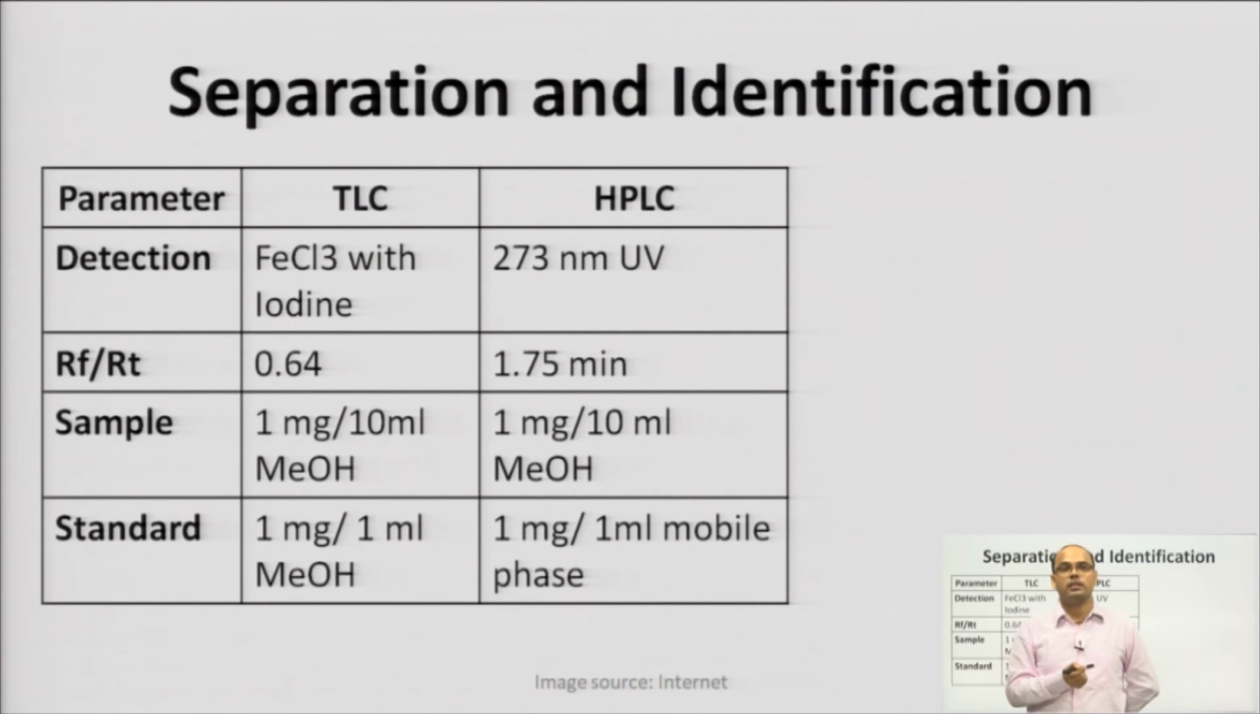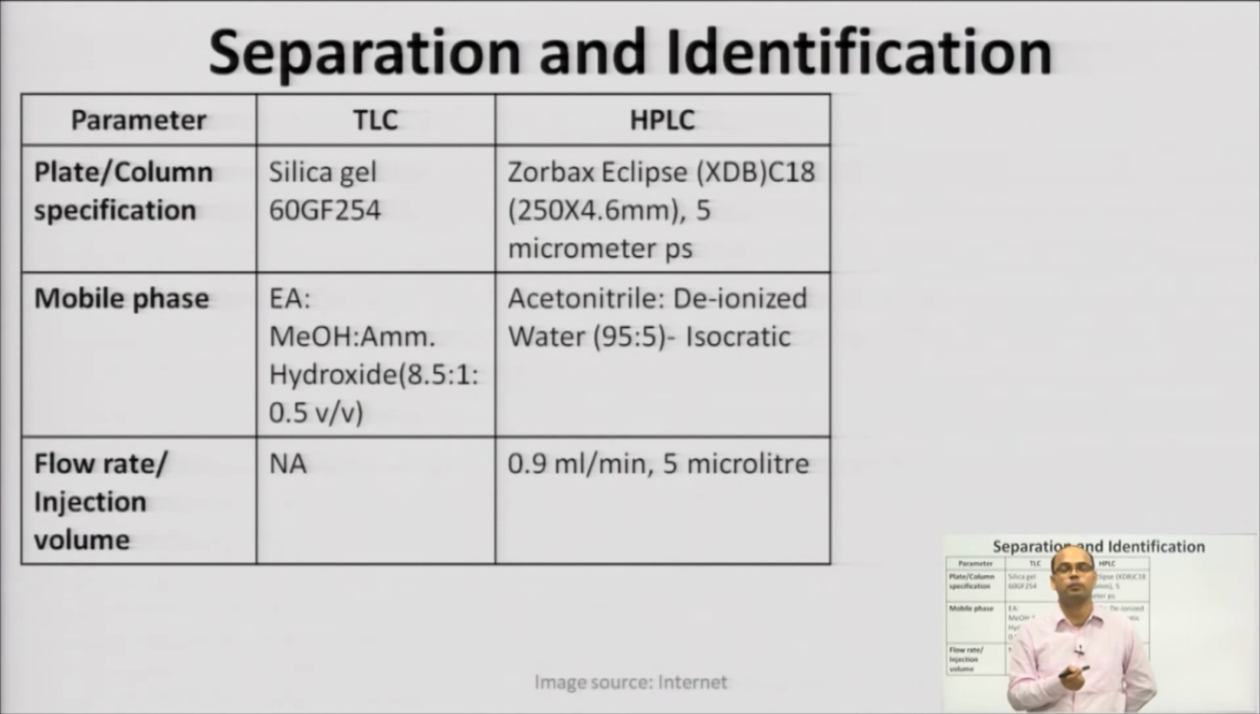The sample for this analysis we prepared by dissolving 1 mg of the drug, probably tea leaves or tablets or something that contains caffeine, in 10 ml of methanol. The standard we prepared by dissolving 1 mg of standard caffeine in 1 ml of methanol. The samples are spotted on the TLC plate, and we achieved the separation and detected the spot at an RF value of 0.64.